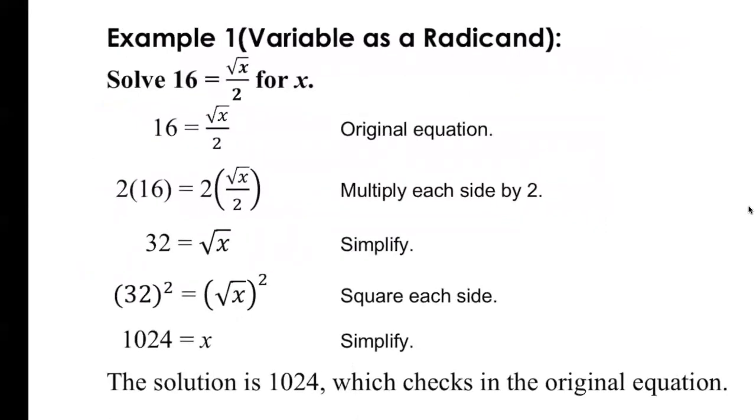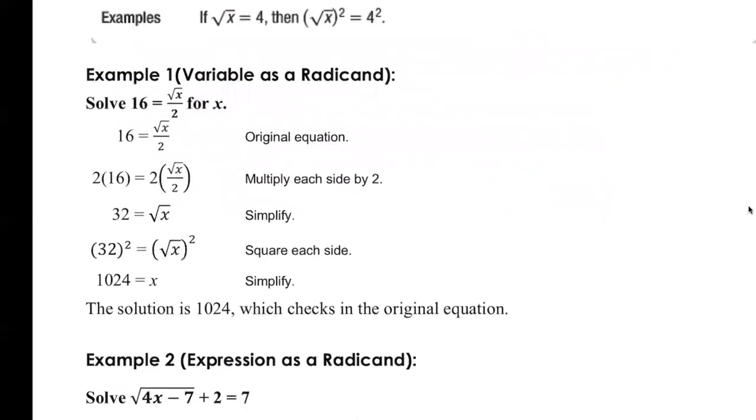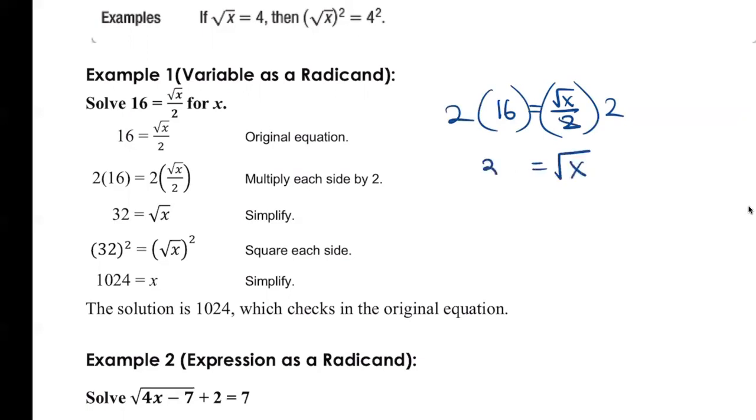So here we have our example where 16 is equal to rad x over 2. And so we want to go ahead and isolate the radical first. All right, so here's my radical. So to isolate, I'm going to multiply both sides by 2. Let me work this out on the side so you can see my steps. So I'm going to multiply both sides by 2, so that way I can isolate the radical. So I just have rad x on one side, and then I have 32 on the other side.